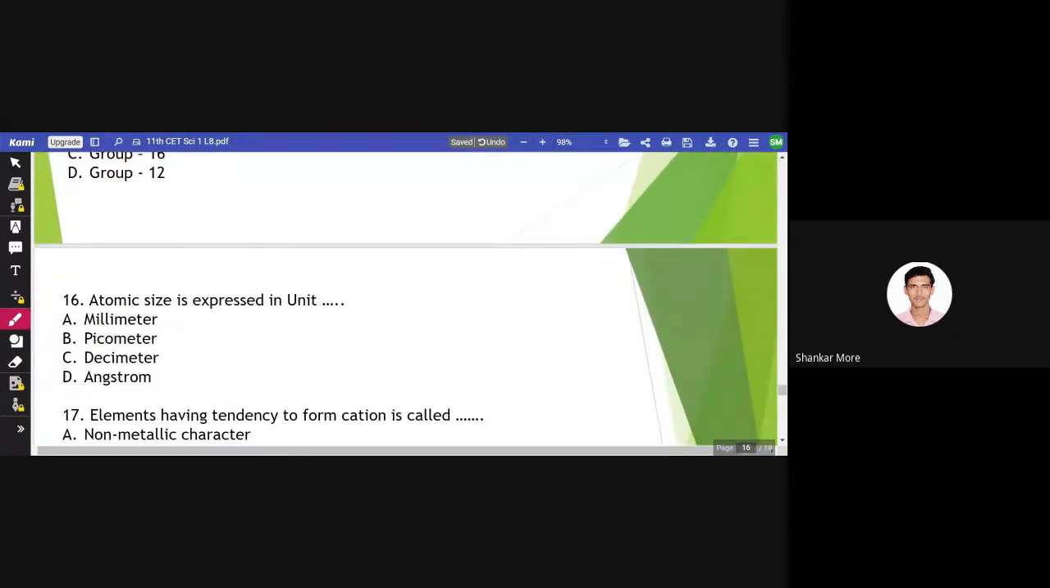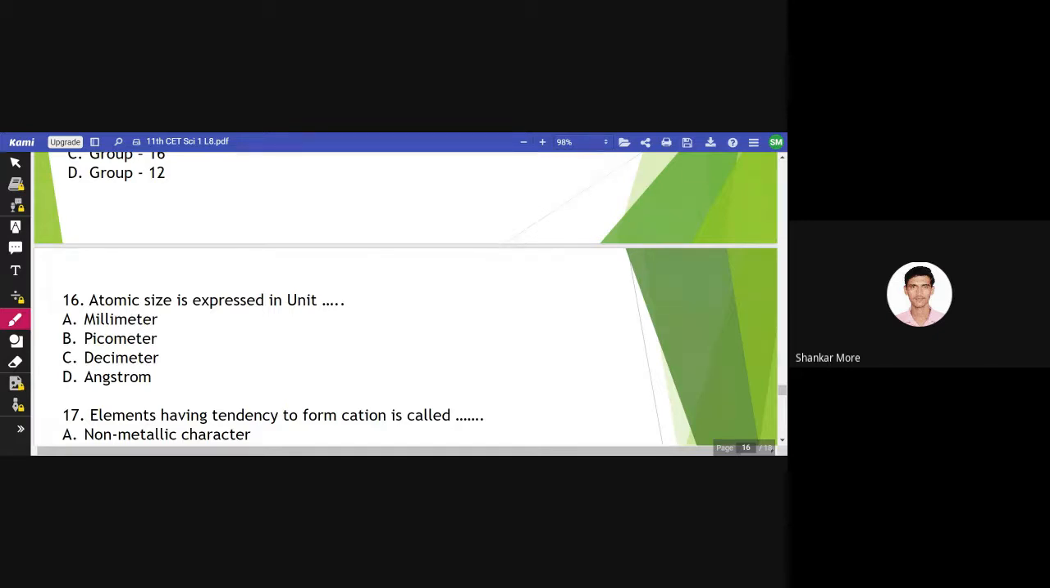Atomic size is expressed in units: millimeter, picometer, decimeter, and angstrom. I don't know if any of these kinds of units even exist. Picometer is the answer. Okay, option B, that is picometer. Somebody is giving answer decameter. Okay, good. Angstrom does not exist. All right. So picometer is the answer.